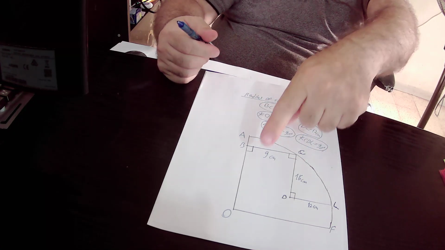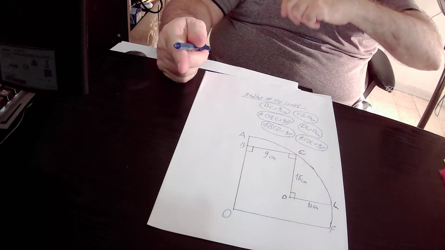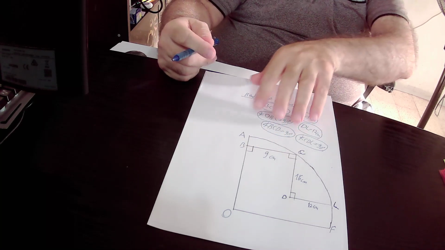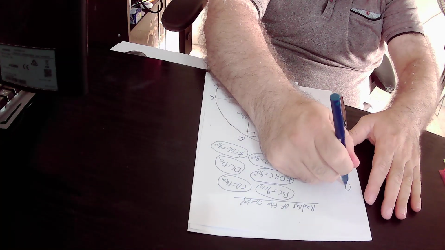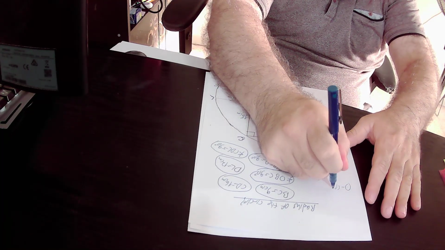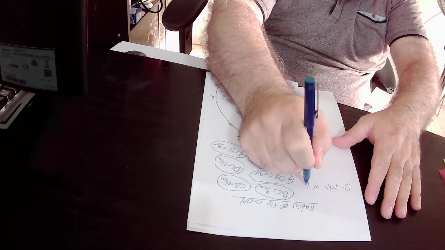Okay, so first of all, because this is a quarter circle, we can conclude that point O is the center of the quarter circle. I write it down. Point O is the center of the quarter circle.